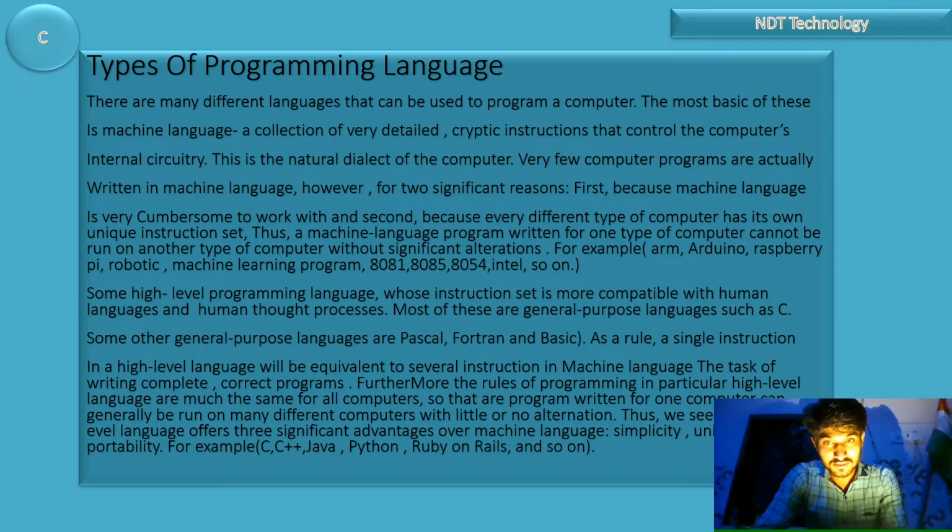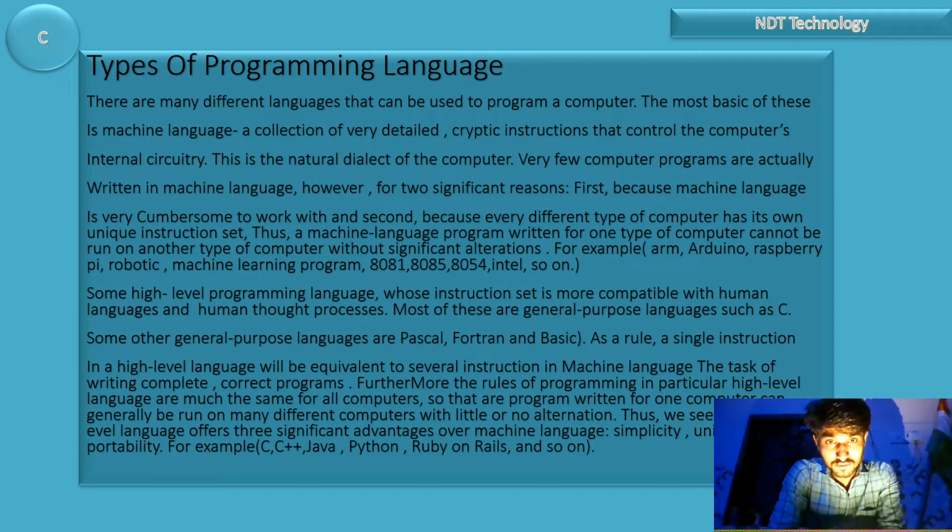Now comes high level programming language, whose instruction set is more compatible with human language and the human thought process. A human being has a very great brain, but cryptic instructions are hard, while English or Hindi native instructions they can easily understand. The thought process pushes him or her to understand the problem very easily.